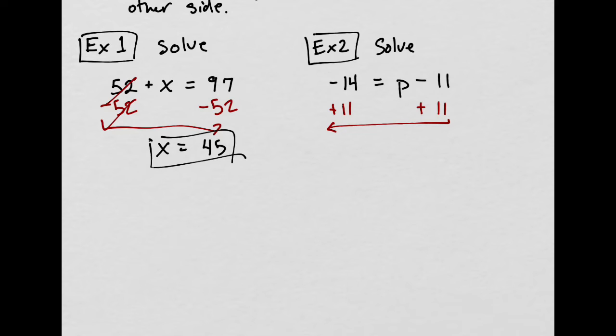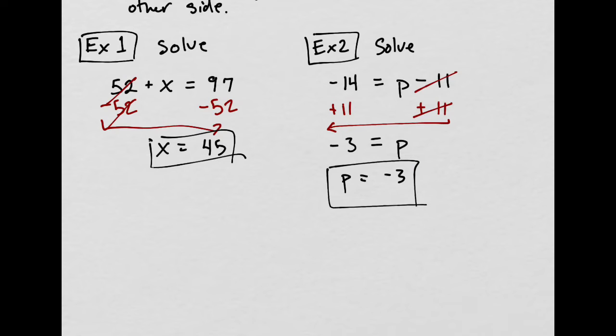So negative 11 plus 11 is 0, nothing, they cancel out, and I'm left with just p. Copy down the equal sign, and then negative 14 plus 11, they're opposite signs, so I have to subtract. So what is that, 14 minus 11, that's 3, and the bigger number is a negative, so we got negative 3, and you can write p equals negative 3. So hopefully that's pretty simple.